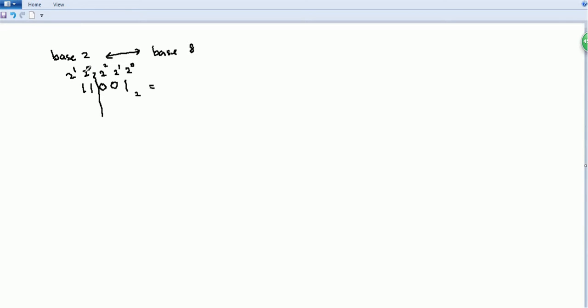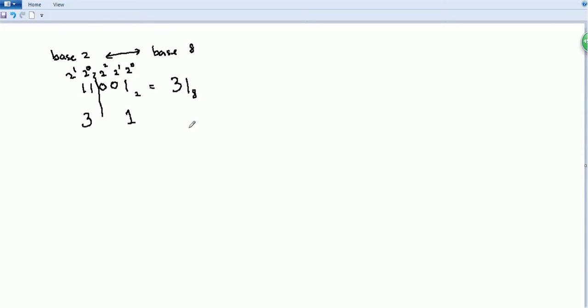So the value here is 1 multiplied by 2 to the power of 0, plus 0 multiplied by 2 to the power of 1, and 0 multiplied by 2 to the power of 2, and we get 1 here. For this one, 1 multiplied by 2 to the power of 0 gives 1, plus 1 multiplied by 2 to the power of 2. This is 2, right? 2 plus 1, you get 3. So 11001 in base 2 is actually equal to 31 in base 8.